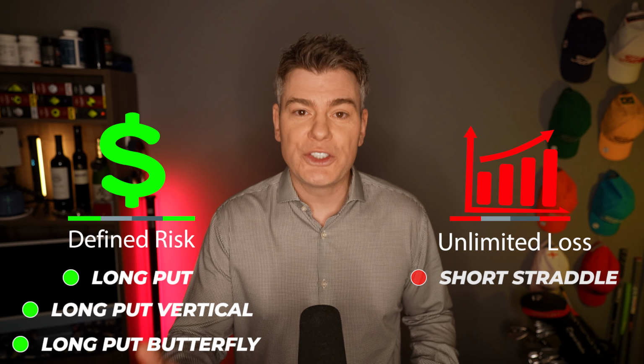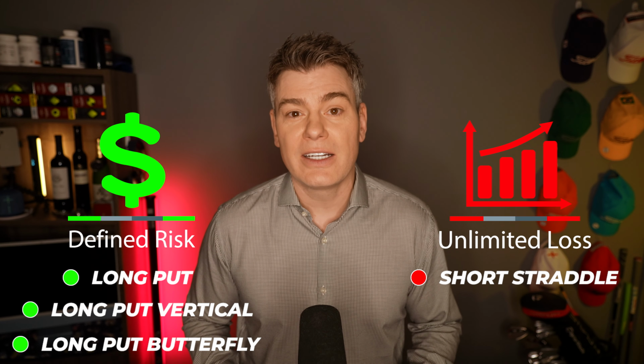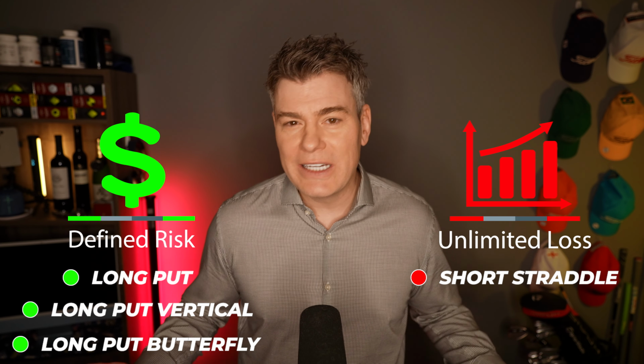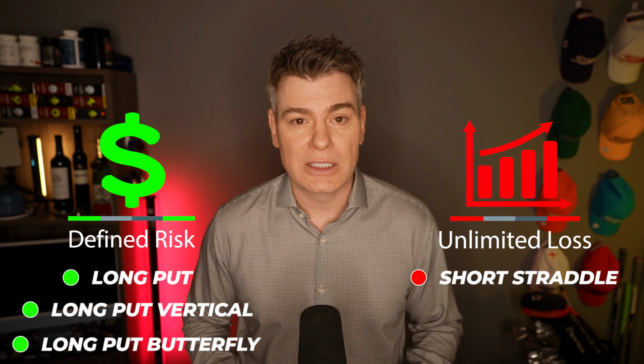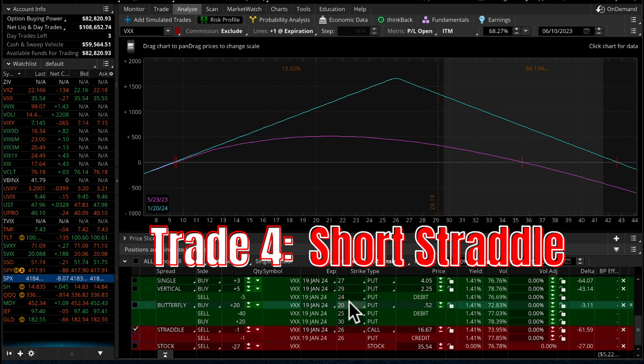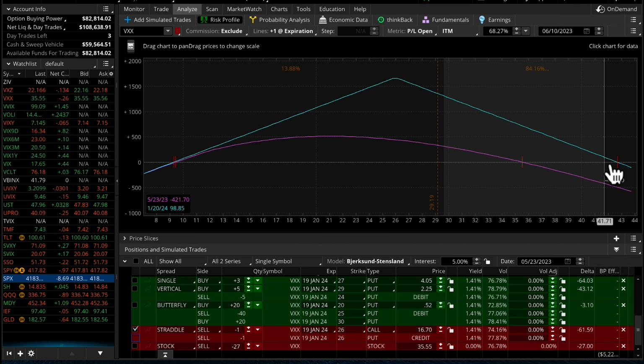The 4th trade is a short straddle, and fair warning, it is an unlimited loss trade. I almost never use these, but I do want to have something in that category of naked options. Again, we have to use a different strike than all of the other ones. So right now I'm using a 26 strike. The straddle looks like this.